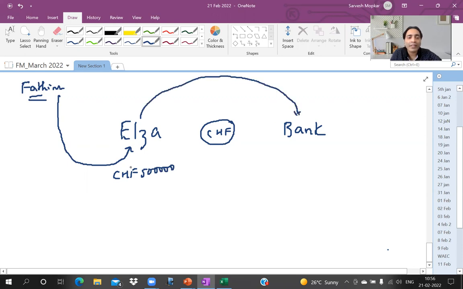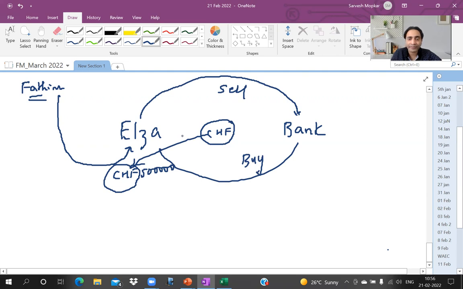And first, am I talking about the commodity? Yes, both are the same. So Elsa will sell CHF to the bank. Bank will buy CHF from Elsa. Yes or no? And against that, bank is going to sell FFs, French francs. But we are not going to talk about French francs. Focus is on CHF. So bank is going to buy CHFs from Elsa by selling French francs to her. So the bank is going to ultimately buy CHF, buy the commodity. First identify the commodity and then see what the bank does with the commodity. So bank is going to buy the commodity. Okay, correct? All of you agree?